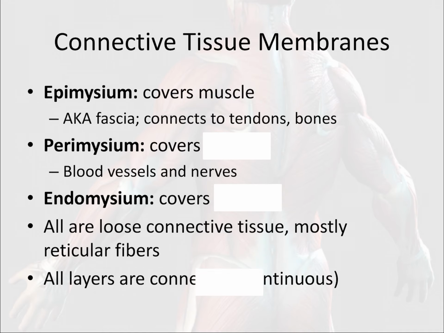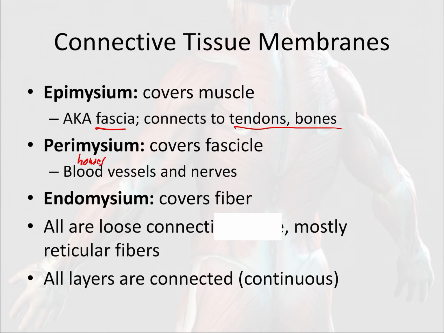The epimysium covers the muscle. We also know this as fascia, and it connects to tendons and bones. Perimysium covers the fascicles, and that houses blood vessels and nerves. And the endomysium covers the muscle fiber itself. All are different forms of loose connective tissue, mostly reticular fibers, so that's areolar connective tissue. All layers are interconnected, and you started to see this in the cats, right, when everything's so interconnected.